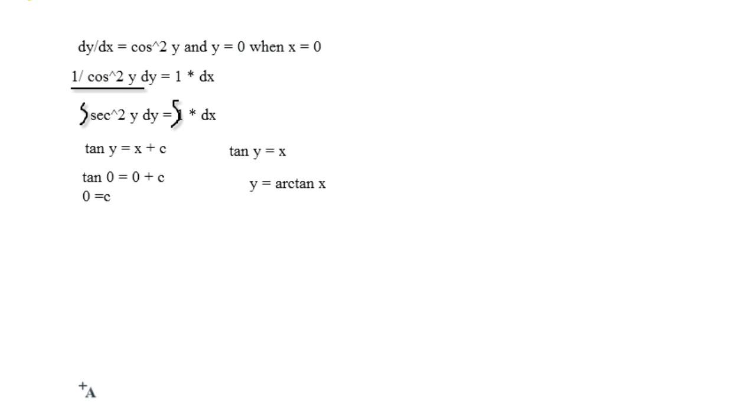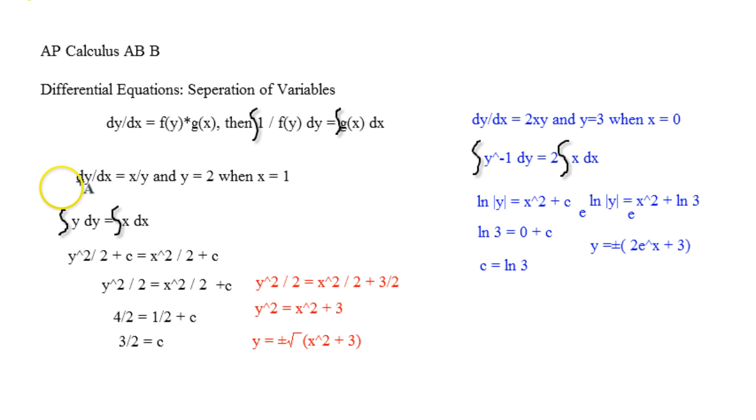There's a ton of other examples. If you see trig, try to use trig identities to break it down. But just remember the process: you're separating into functions of y and x, and then you're integrating each side. And make sure you find c. Always find c when doing this stuff.